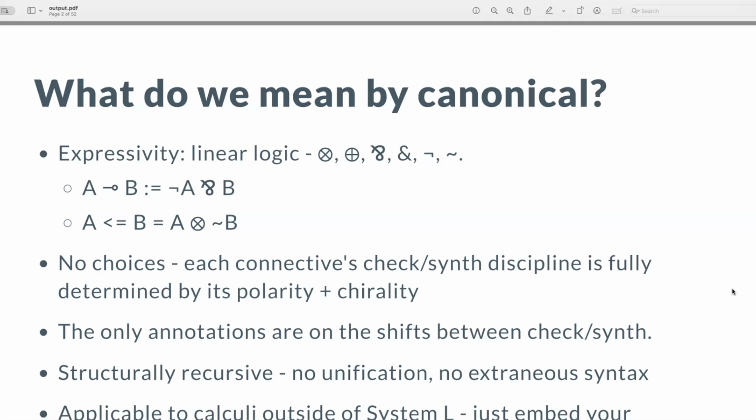And finally, it's structurally recursive. To type check a term in this polarized System L, you just structurally recurse. You don't need unification, and you don't need to introduce any extra syntax. There's a good recent paper on type checking call-by-push-value which introduces splines, and we don't need to do that. Everything is internal to the syntax. So that's what we'll do.